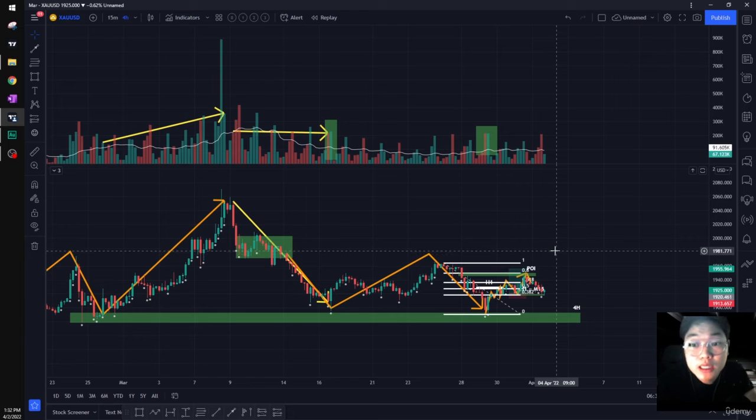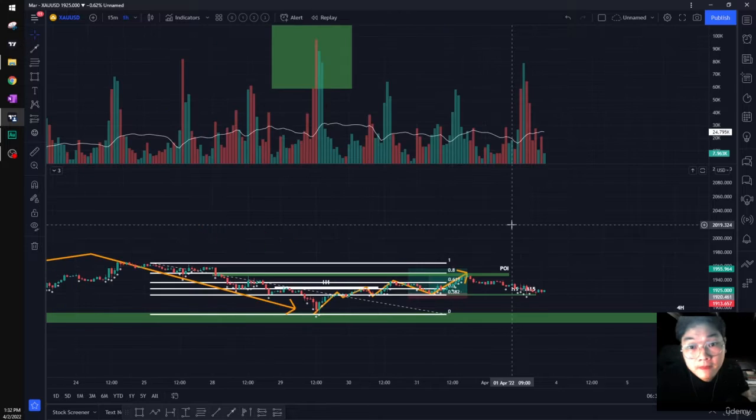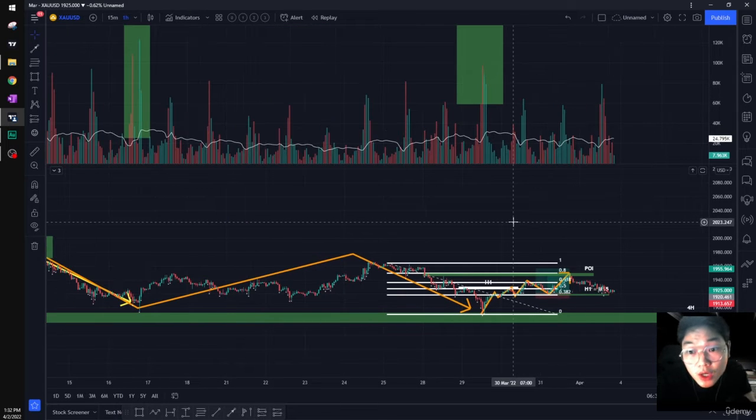Therefore, I will go into the 1 hour time frame to continue analyzing the market. Well, after I have understood the 4 hour picture very obviously, in the 1 hour time frame I need to analyze the structure of the market first.